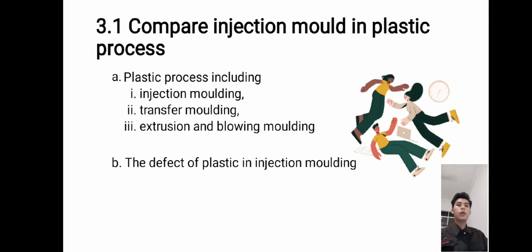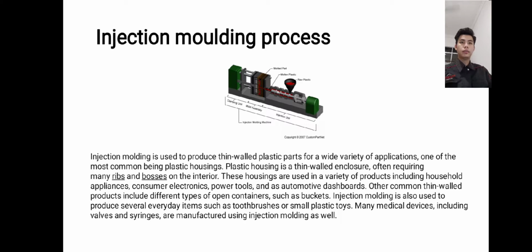So, compare the injection molding plastic processes: the plastic processes include injection molding, transfer molding, extrusion and blow molding, and then the defects of plastic injection molding. The first is the injection molding process.